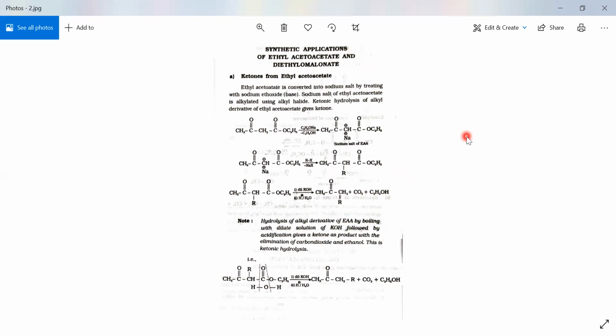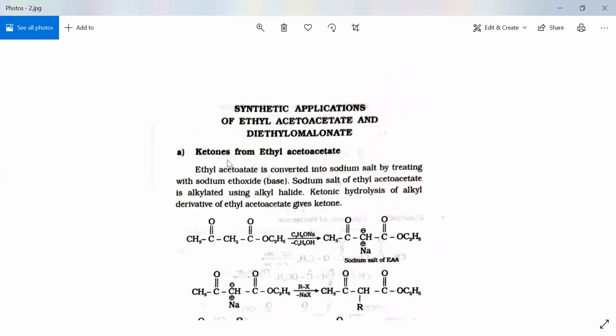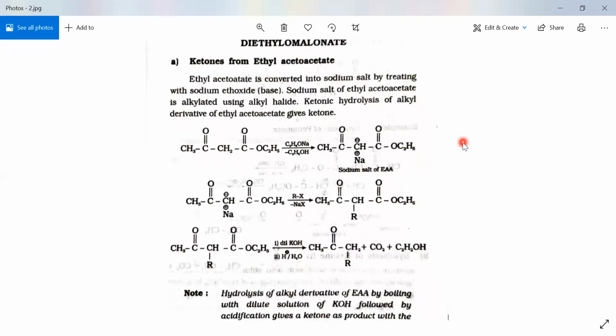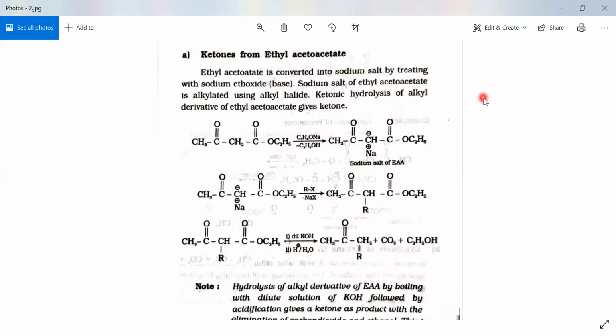Coming to the first, ketones are synthesized by using ethyl acetoacetate. So here in the first synthetic application, the ketones are formed from ethyl acetoacetate. Ethyl acetoacetate is converted into its sodium salt by treating with sodium ethoxide base. Now we'll see this in the reaction.